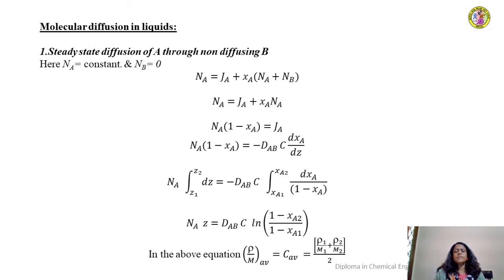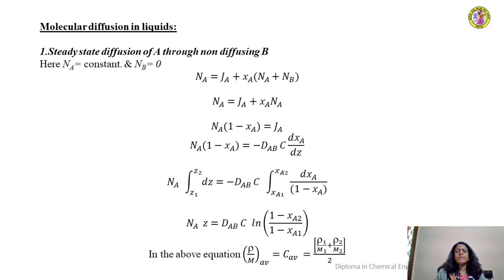Now let us write down minus DAB dCA by dZ for JA on the right hand side. The equation becomes NA into (1 minus XA) is equal to minus DAB dCA by dZ, which can be written as minus DAB C into dXA by dZ. That is because CA will be equal to C into XA. Since the total concentration C is constant, you can take it outside along with DAB, and whatever remains within the differential sign is XA.